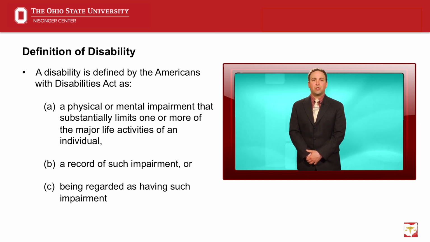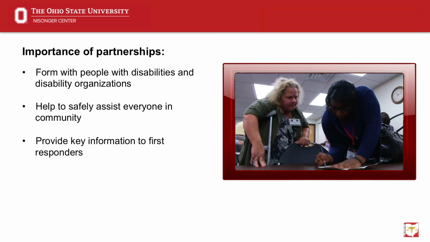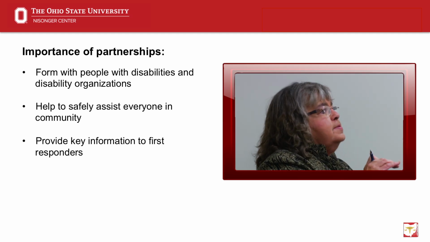Diagnoses and labels such as cerebral palsy, multiple sclerosis, and head injury are not relevant when helping someone in an emergency situation. What is important is the functional needs that must be addressed. It is also important to note that many disabilities are not apparent. Examples of hidden disabilities include mental health disorders, asthma, hearing loss, or deafness, and some intellectual disabilities.